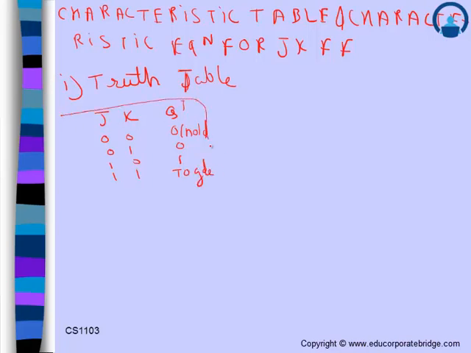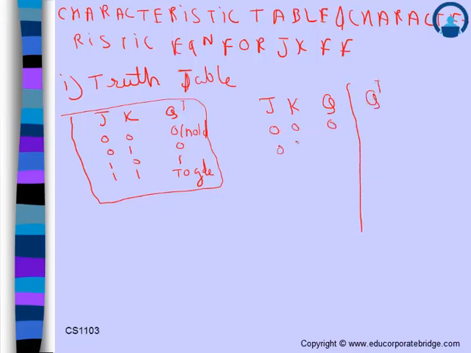That is, suppose the previous output is 0, the next output will be 1, and vice versa. That is what the toggle state is called. Okay, so this is the truth table. Now let's find out the characteristic table. The characteristic table consists of J, K, the current output Q, and the future output Q plus. So let's have 0, 1, 2, 3, 4, 5, 6, 7. We can check from this and group it to find the characteristic equation.